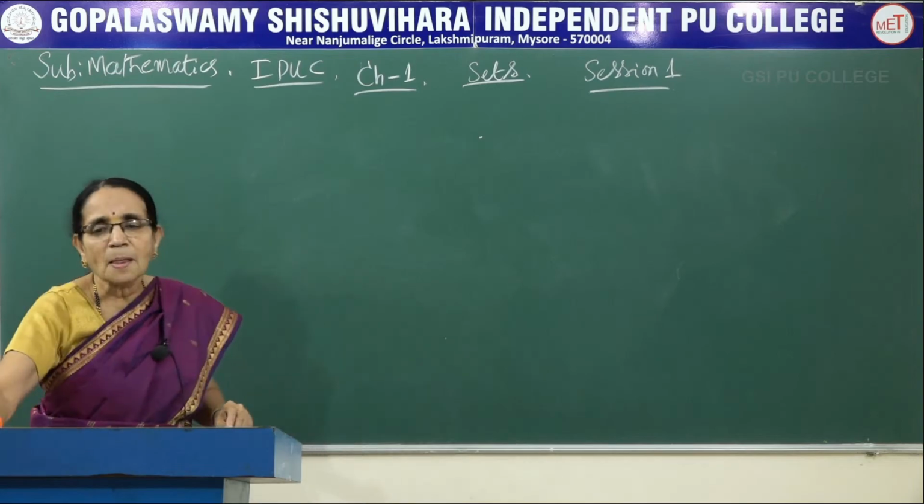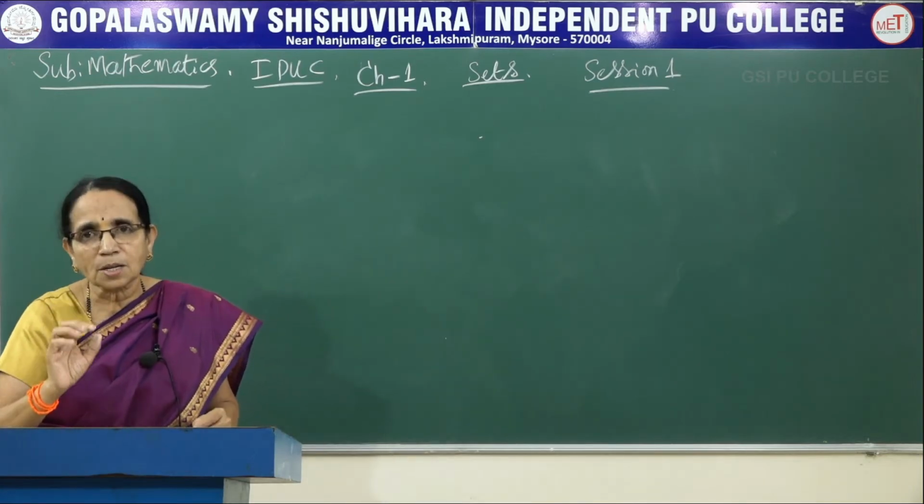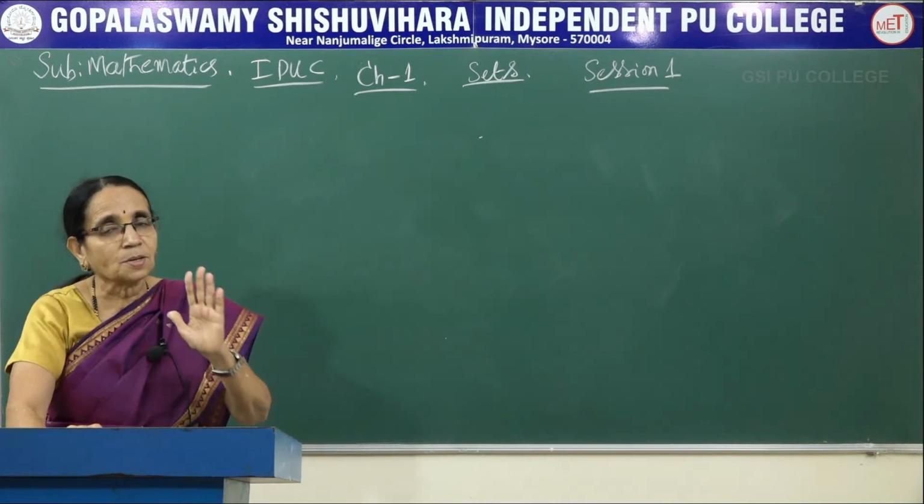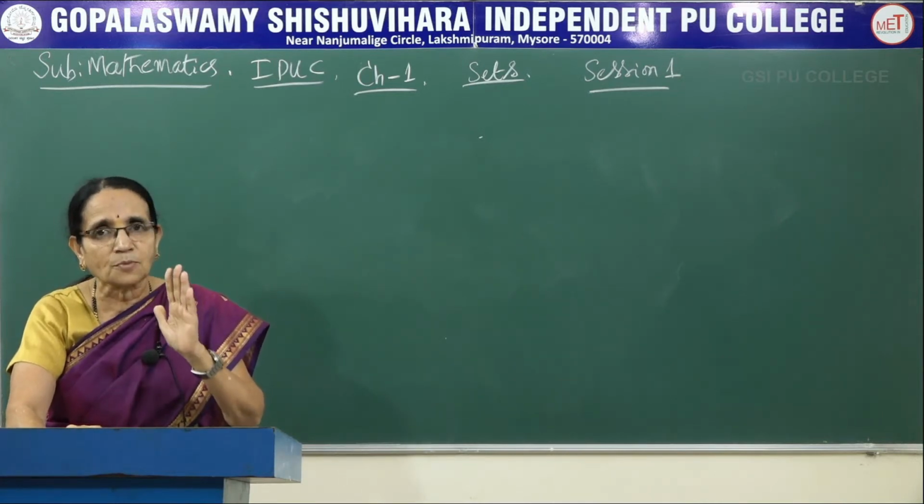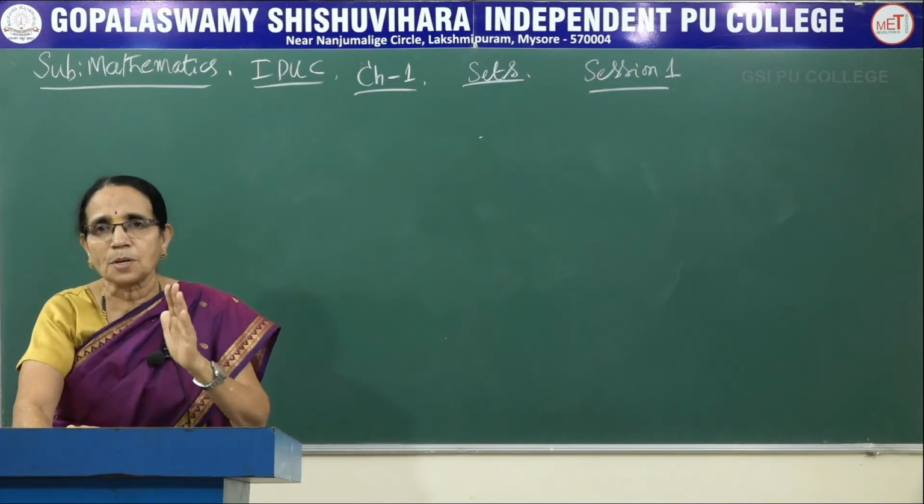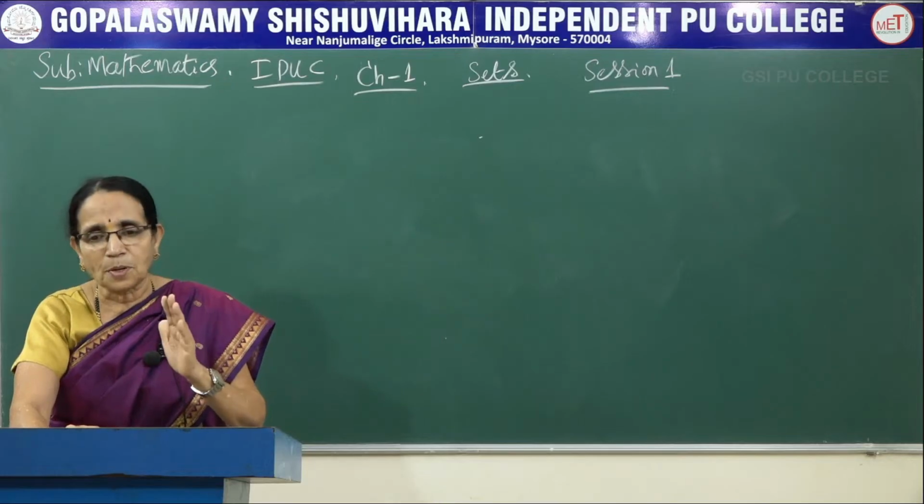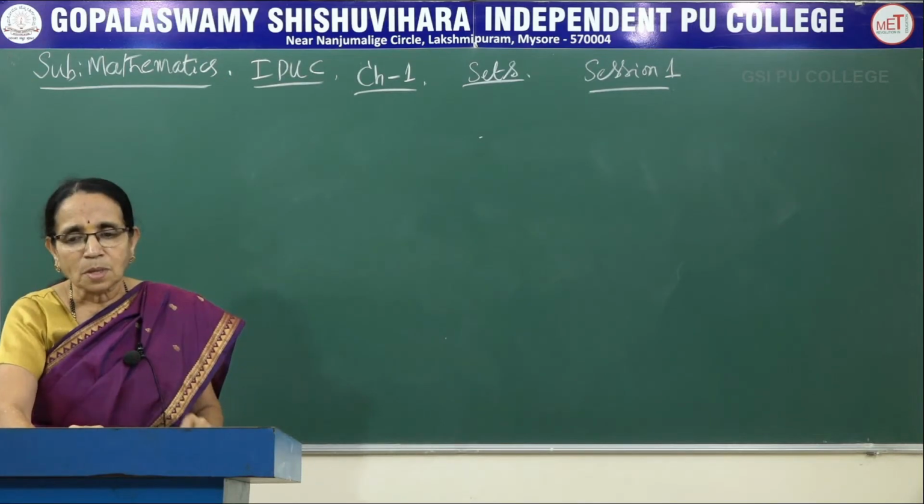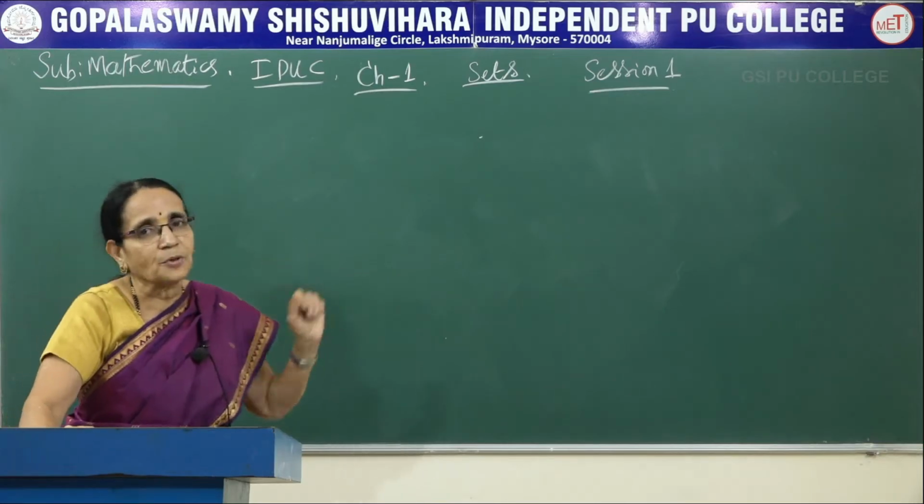So, a set is a well-defined collection of objects. Well-defined means they should be of the same type, they should possess a common property. All the elements belonging to that collection should be of the same type. Now, this is a definition.